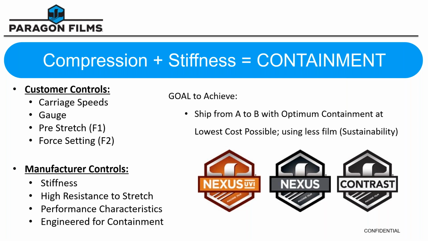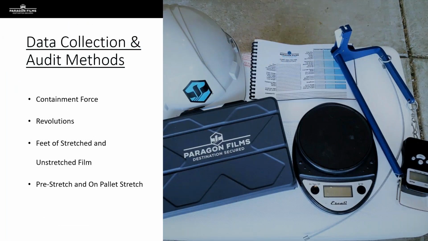And then depending on what usage it might be, so Nexus UVI, with that UVI additive, allows it to perform well in the outdoors. You have the Contrast, that's a one-side slip. These are all engineered for containment for the right application, dependent on what your customer is looking for. And again, that is our overall goal, getting our product from point A to point B with the optimal containment at the lowest cost possible.